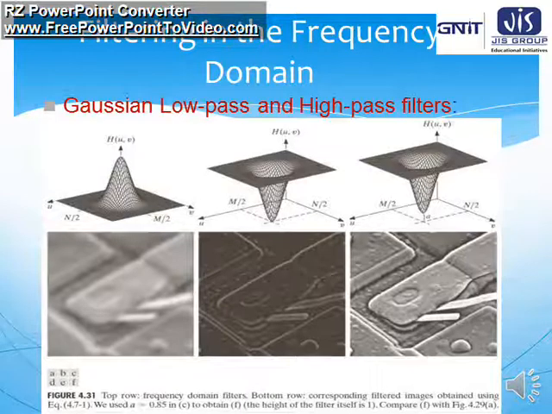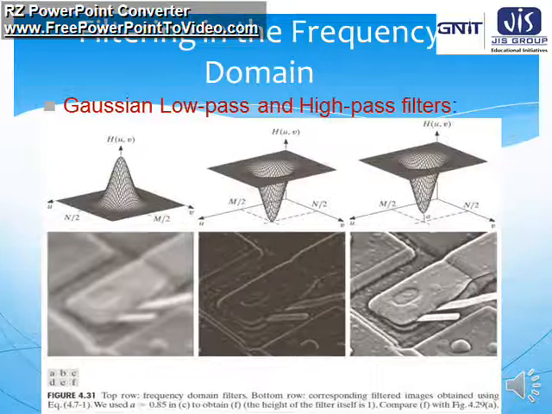Gaussian low pass and high pass filters. Here, the top row shows the frequency domain filters, and the bottom row shows the corresponding filtered images, which were obtained using the formula with A equals 0.85 and C to obtain the height of the filter itself as 1. Compare F with this corresponding figure.